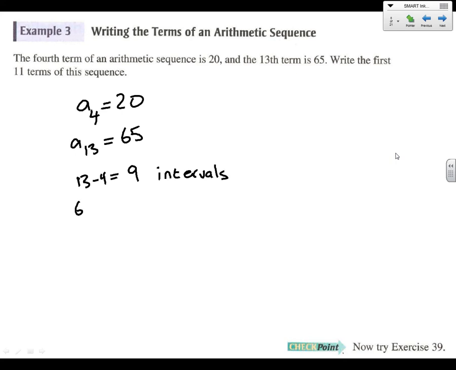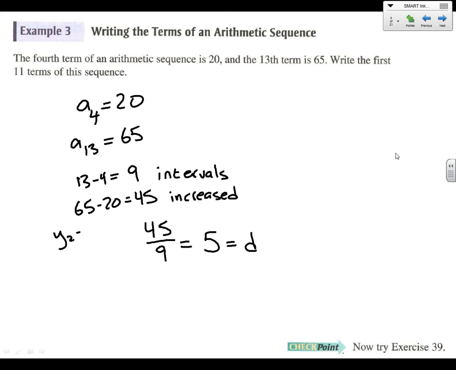and we changed from 20 to 65, that's a jump of 45. That's an increase. So if we increased 45 over 9 intervals, we could say 45 divided by 9 and get a jump of 5 each time. So each jump, each interval is worth 5. This is the same as doing slope. y2 minus y1 over x2 minus x1. Okay? So we're just finding the change in y for every change in x.